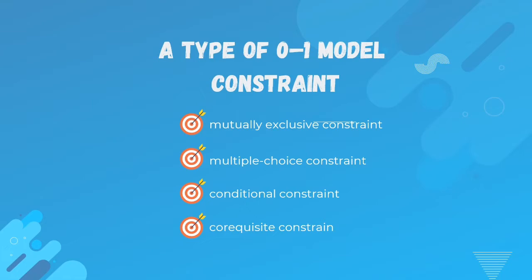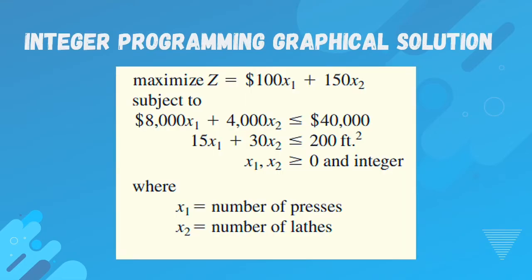The third one is the conditional constraint. From the term conditional, it happens when the construction of one facility is conditional upon the construction of another. The last one is the corequisite constraint. It is a variation of the conditional constraint wherein if one facility is constructed, the other one will also be constructed and vice versa. Dito, ginamit yung example kanina sa total integer model.